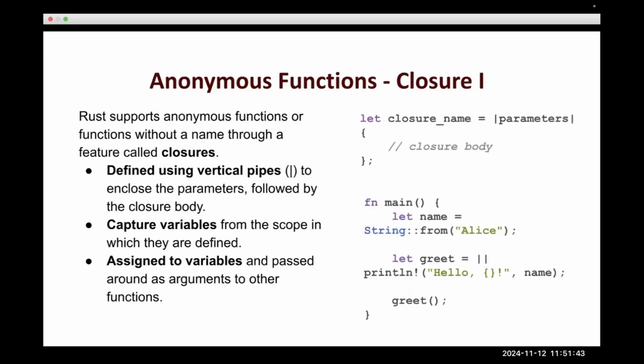And kind of like Python, Rust supports a closure, which is an anonymous function, like a lambda function in Python. You can use that to.